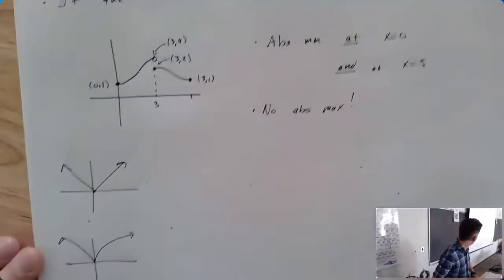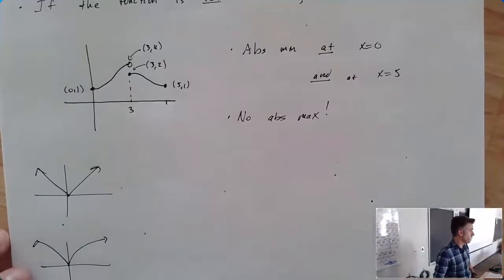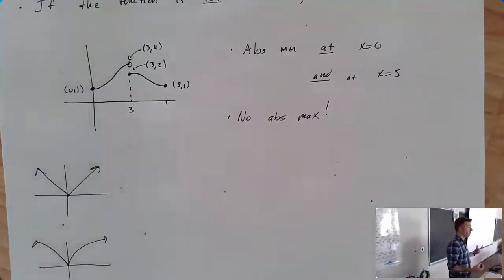And then also there's no absolute maximum because it's not continuous. Well, yeah, right. What I should really say is if this function were continuous, we would have had to have gotten an absolute maximum on this closed interval.